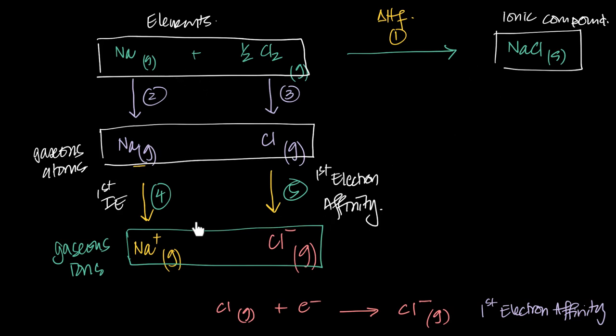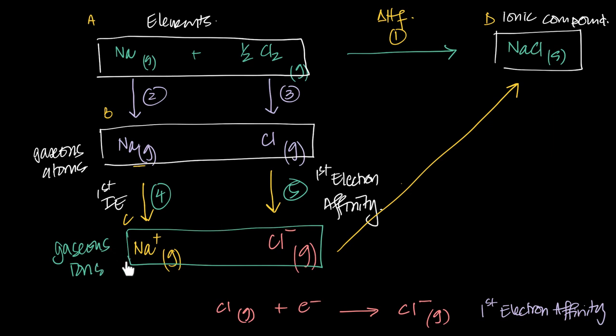This right here is your overall change. So if I were to call this stage A, stage B, stage C, and stage D, you're going from A to B, B to C, and then C to D. And C to D is something completely new to us, where you're going from gaseous ions to ionic compound. It is not ionization, it's not formation, because formation is from elements to ionic compound.